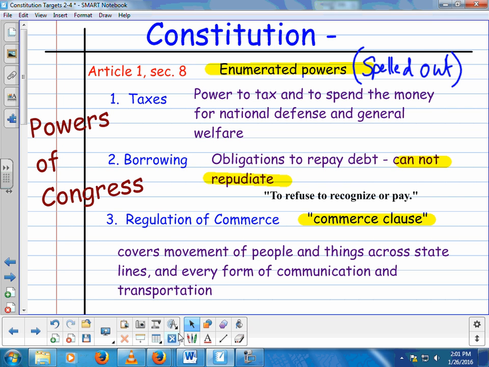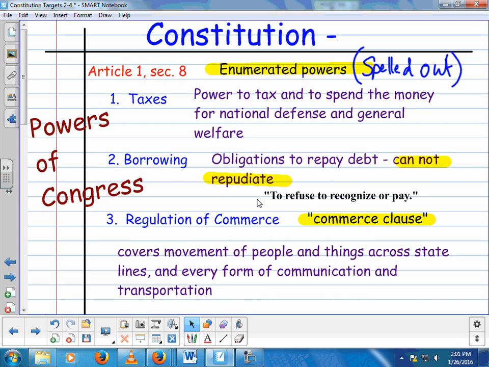Number two relates directly to taxes and the money needed for, again, national defense and general welfare. Borrowing is necessary in order to, in some cases, be able to continue to do this. Borrowing is something they recognized back when they created the Constitution was going to be necessary. But one of the things they identified too is that as part of borrowing, there was an obligation to repay the debt. And what they've noted here is that it cannot be repudiated.